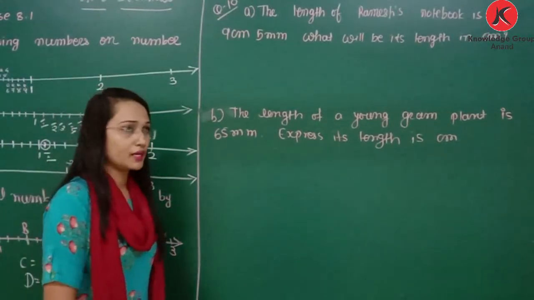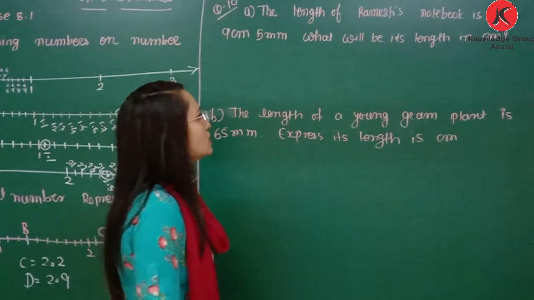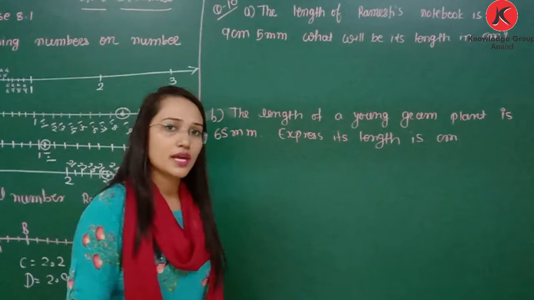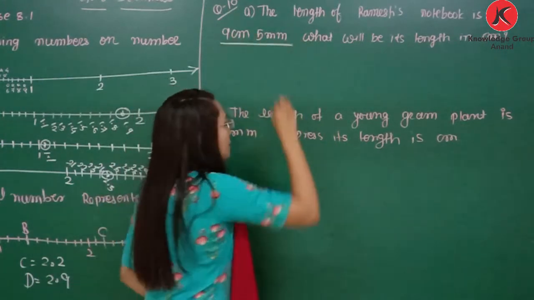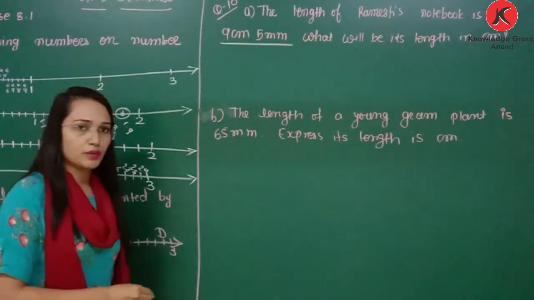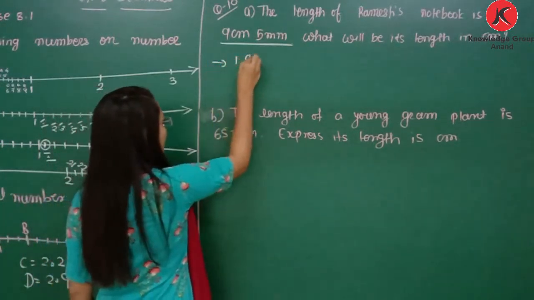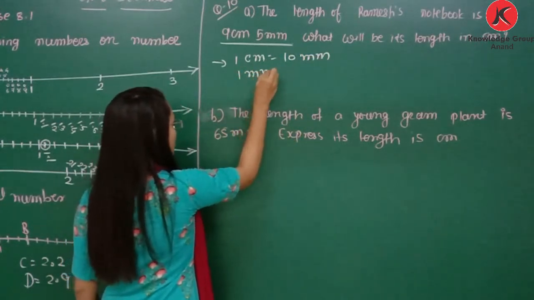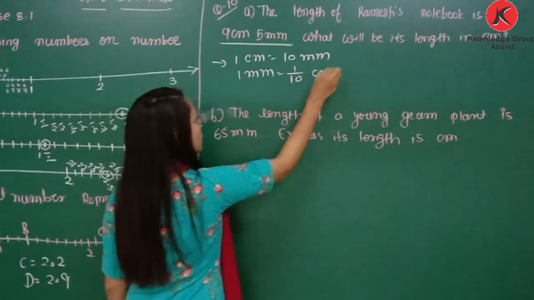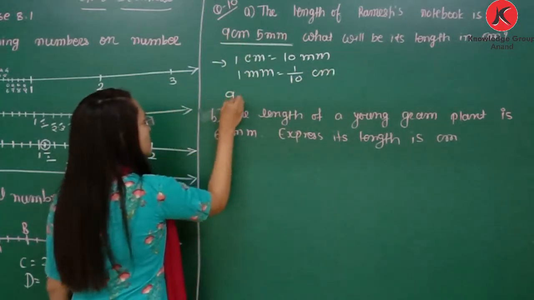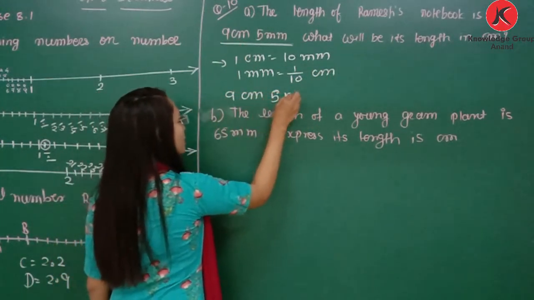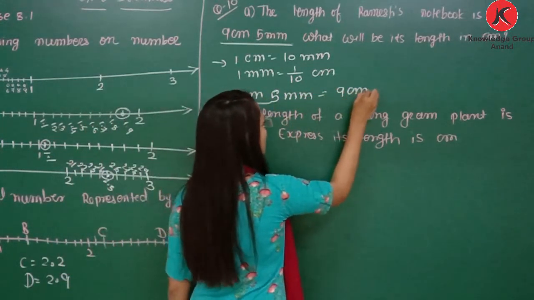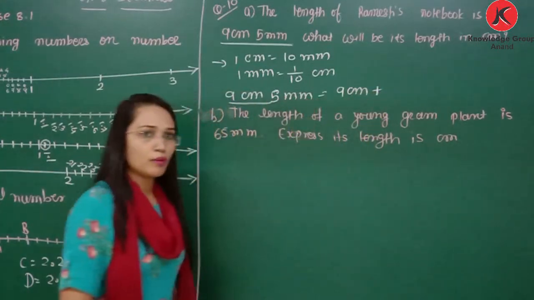Now next, question number 10. The length of Ramesh's notebook is 9 cm 5 mm. What will be its length in centimeters? So 9 cm 5 mm converted into centimeters. Now we learned that 1 centimeter is equal to 10 mm and 1 mm is equal to 1 by 10 centimeter. So here we need to convert 5 mm into centimeters. The 9 is already in centimeters, so we can write 9 centimeter plus 5 mm converted to centimeter.